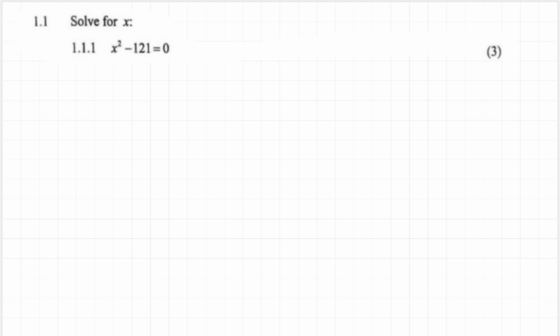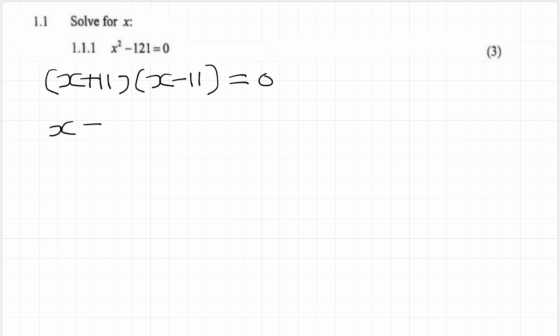So here's 1.1. They say solve for x. As you can see, guys, this is a difference of squares. So what we do is open two brackets, which is equal to 0. We put x and x, we look for the square root of 121, which is 11 and 11, and we put different signs. From here we can have x equals negative 11, or x equals 11. So with this, we take this term off.